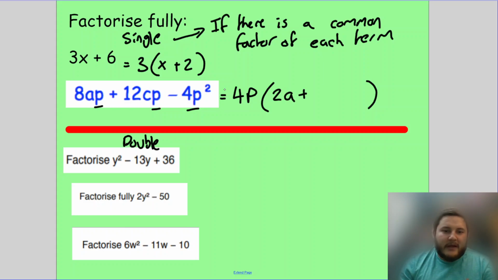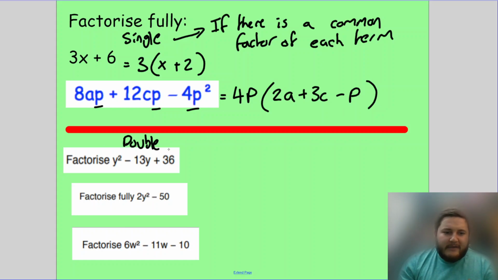Okay, next term then. How do I get 12cp? What do I need to multiply 4p by to get that? Well, it's going to be 3c. And then how am I going to get negative 4p squared? This would be negative p, because negative p times 4p is negative 4p squared. And that's how I go about doing a single bracket factorisation. It's all about working backwards. If this is the answer, and I know I've got to multiply by this, then what is going to let me multiply by that to get my answer? That's how I think about it.